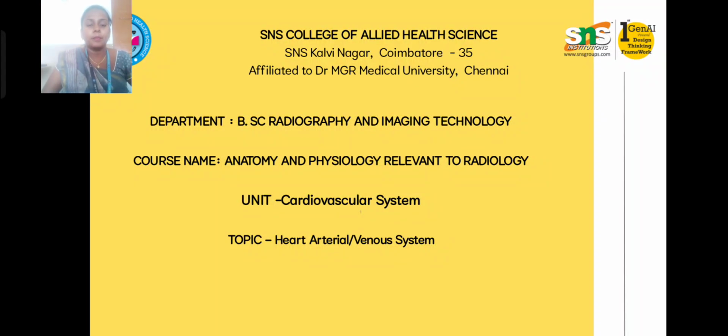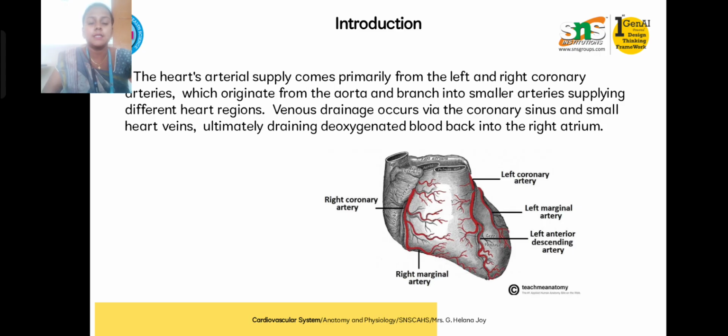So in this topic, we are going to discuss the heart's arterial and venous system. The arterial and venous system is nothing but the heart's main arterial supply, which comes primarily from the left and right coronary arteries. The arteries originate from the aorta and branch into smaller arteries which supply blood to the different regions of the heart.